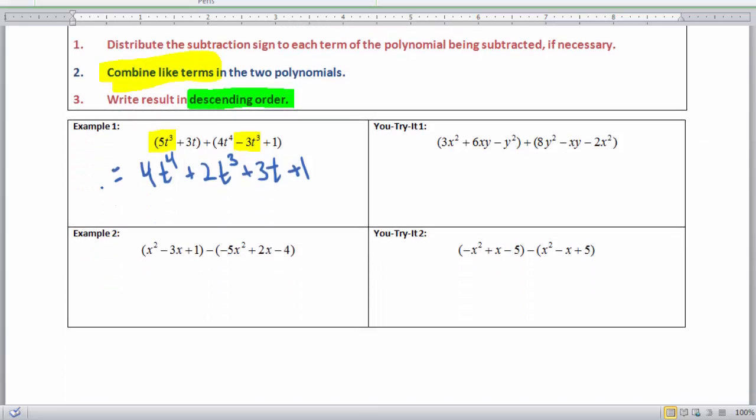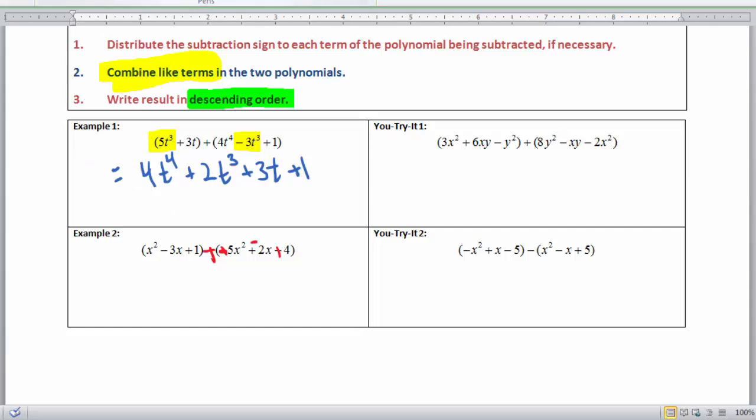And then the only difference with example 2 here is that it's subtraction. So when it's subtraction, you can see my step 1 up there. I say distribute the subtraction sign to each term of the polynomial being subtracted, right? And in this case, it is necessary. So what I would do, if you don't want to rewrite the whole thing, you can just do this. Change the subtraction to addition, and then change the sign of all the terms of the second polynomial, right? So that becomes a positive 5x squared, a negative 2x, and a positive 4.